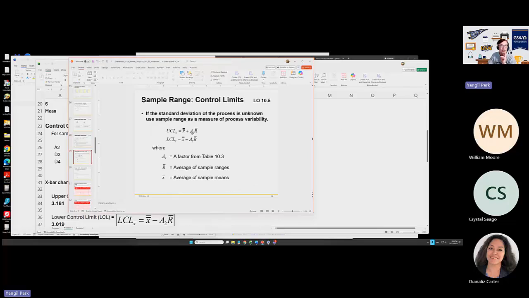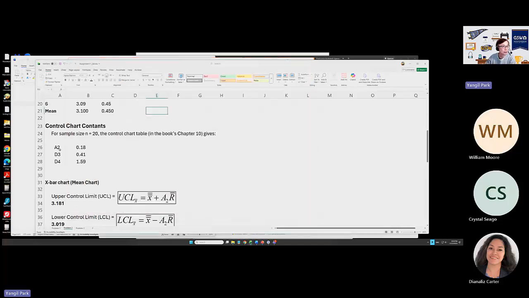For the range, we need the constants. See that A2, that's something they have as a constant. It's more like weights, okay? So that you can use them in this upper limit, lower limit formula. How are you going to find those constants? That's in the book actually. That's chapter 10.